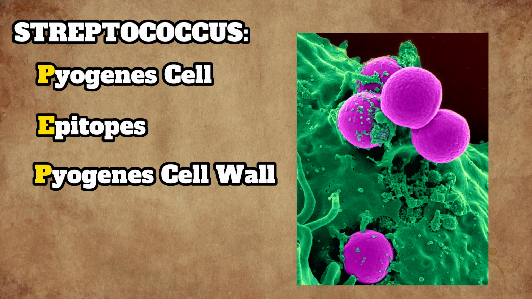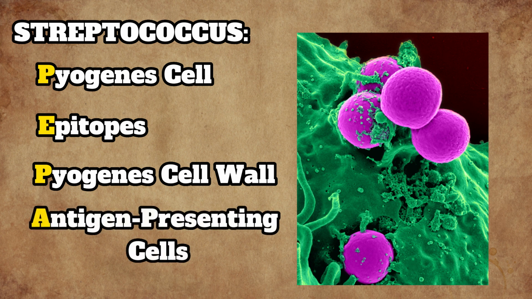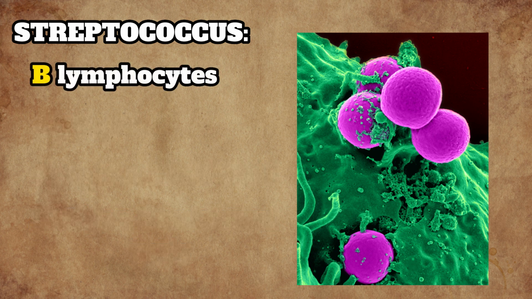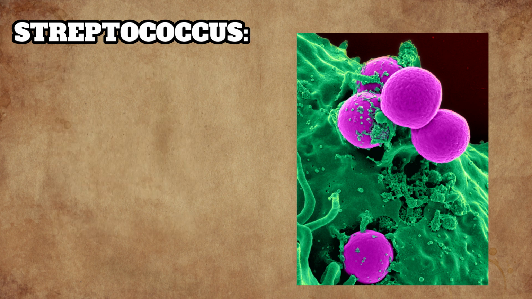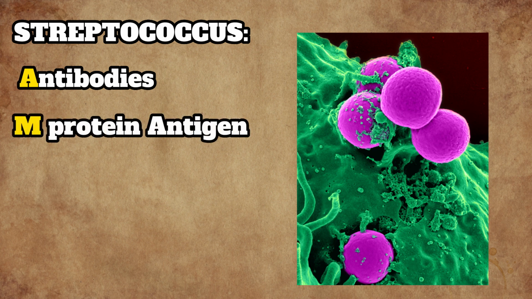Antigen-presenting cells such as B lymphocytes will present the antigen to CD4 T helper cells, which will then activate the B cells to become memory cells and eventually plasma cells. These, in turn, generate antibodies against the M protein antigen.